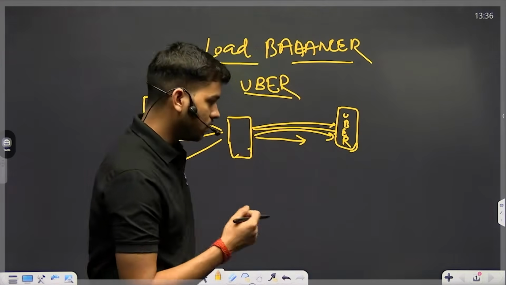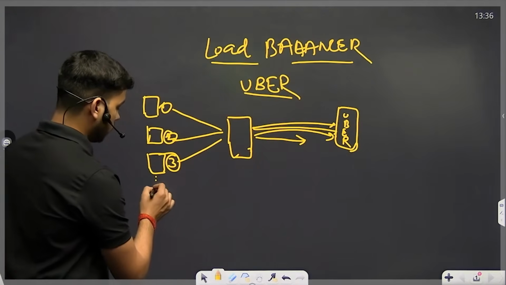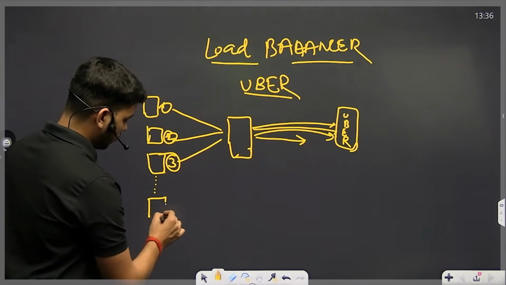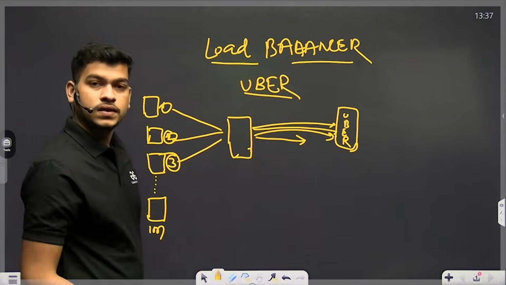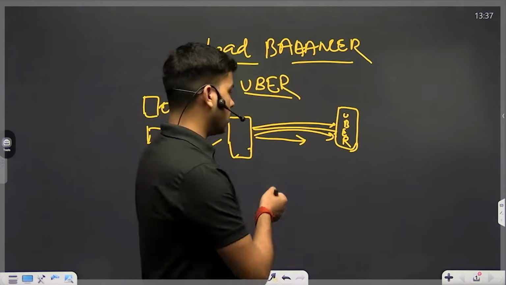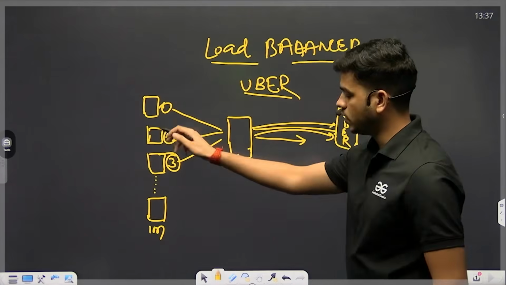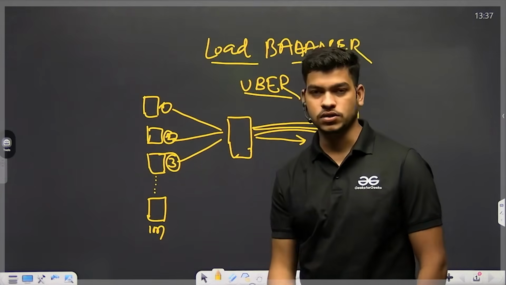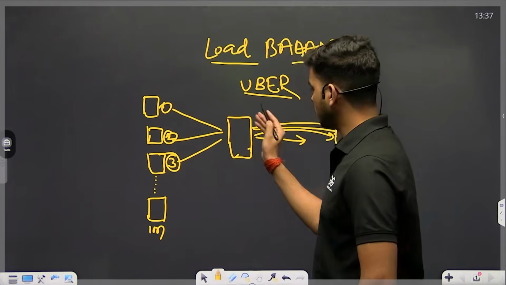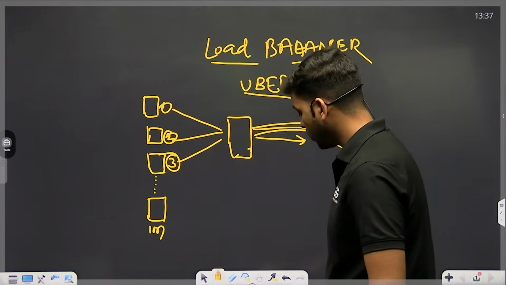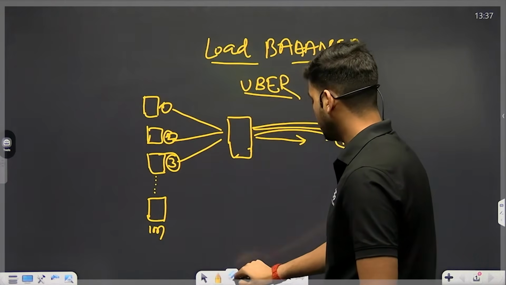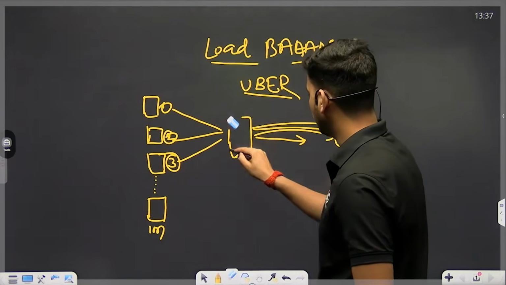But imagine this number goes up to 1 million. Now the crowd is 1 million. Then how is my Uber server going to handle this 1 million traffic? That is the question. For that process, we require a load balancer. Let me give you the idea of how exactly the load balancer works.